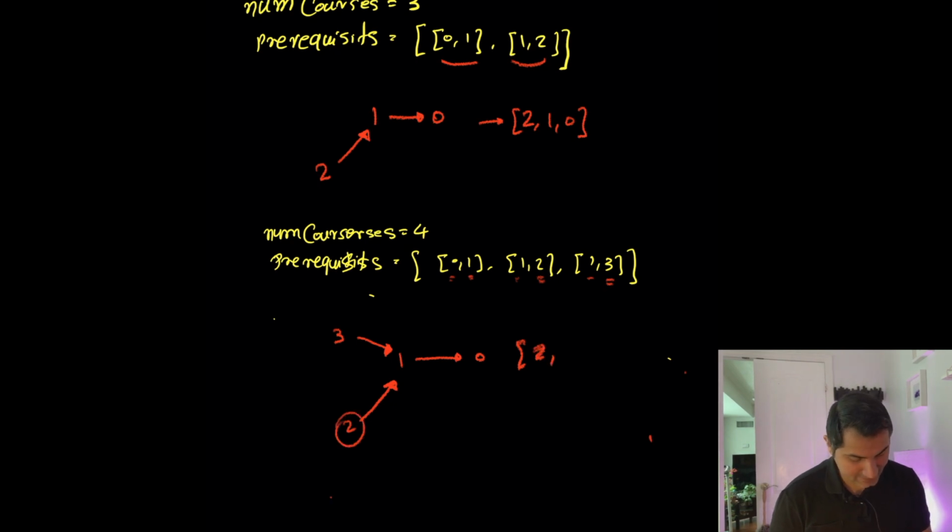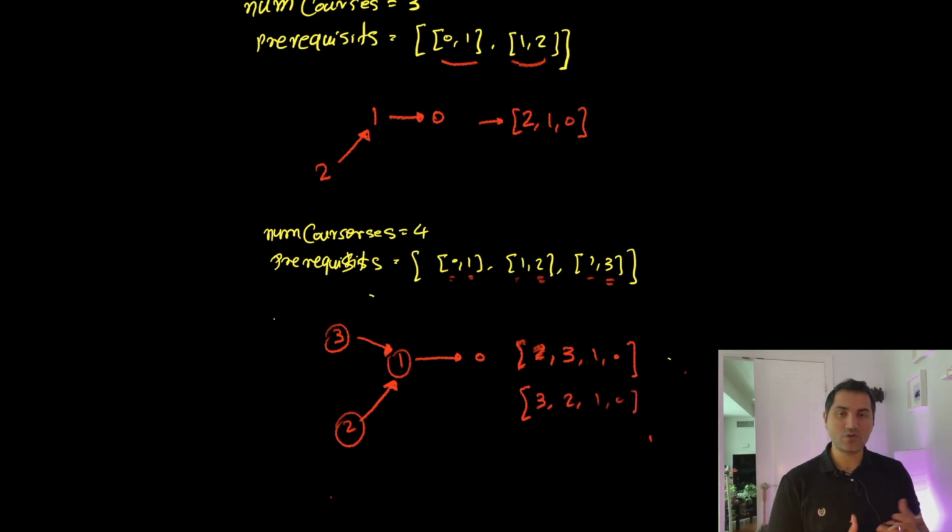One possible ordering is I first take course 2, and when I do that, I still cannot take course 1 because course 1 has another prerequisite, course 3. So I have to take course 3, and then I can take course 1 and then 0. Another option is first I take course 3 and then 2, and 1, and 0. Both of these options are valid.